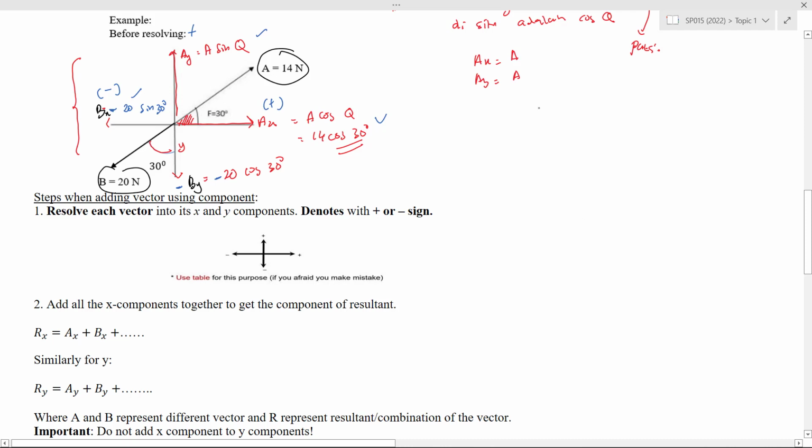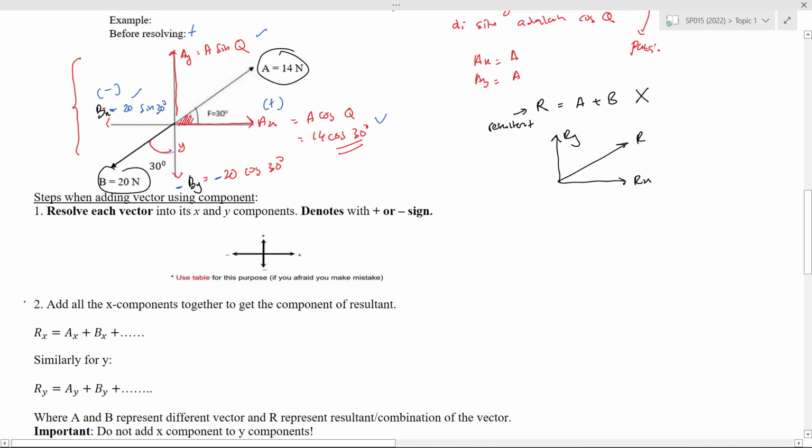When you want to combine a vector, kita tuliskan dia sebagai R, where R here is the resultant. Resultant is the combination of vectors. So A plus B, cannot be like this. Okay, how do we get vector R? Okay, katakan this is a vector R. You must have vector resultant in the Rx and vector resultant in the Ry.